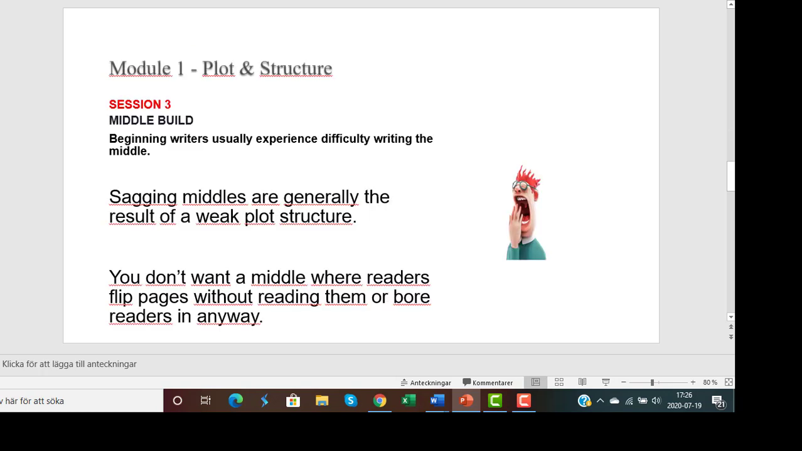Middle build. Beginning writers usually experience difficulty writing the middle. Usually sagging middles are generally the result of a weak plot. You don't want the middle where readers flip pages without reading them or bore the readers in any way. So, go back to your outline and revise.